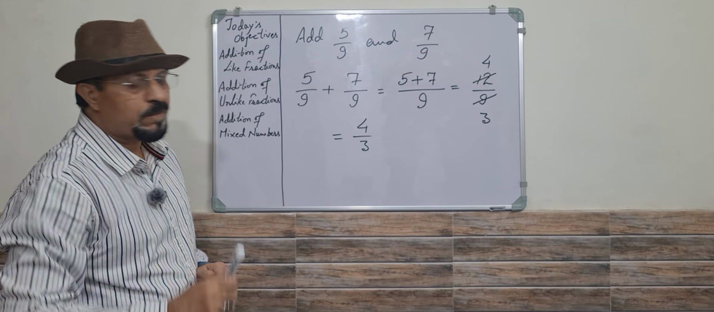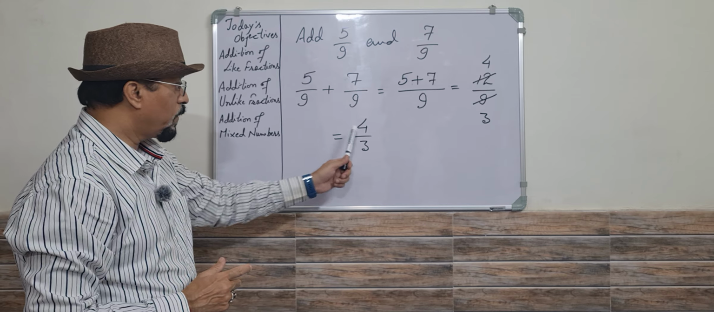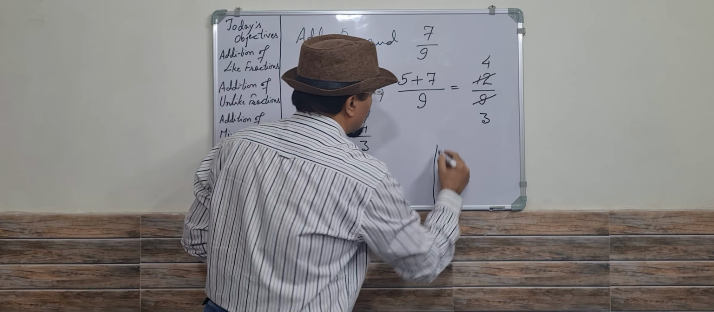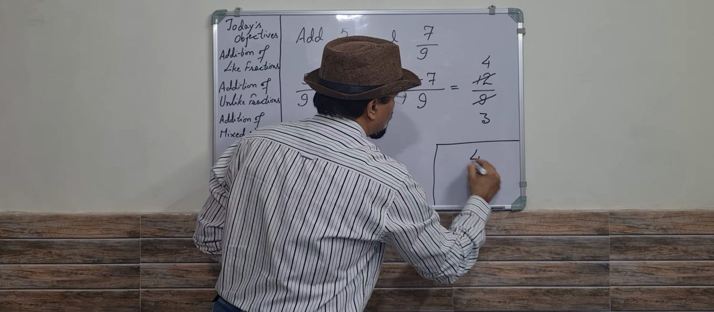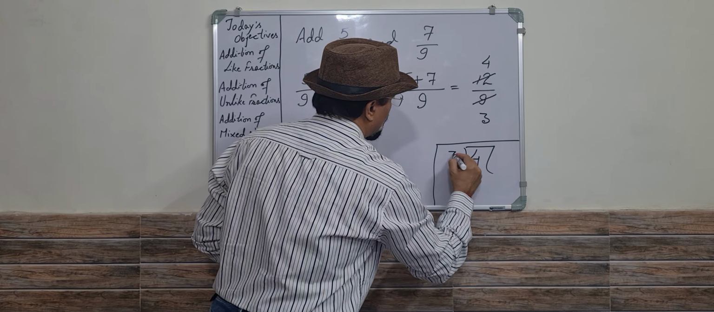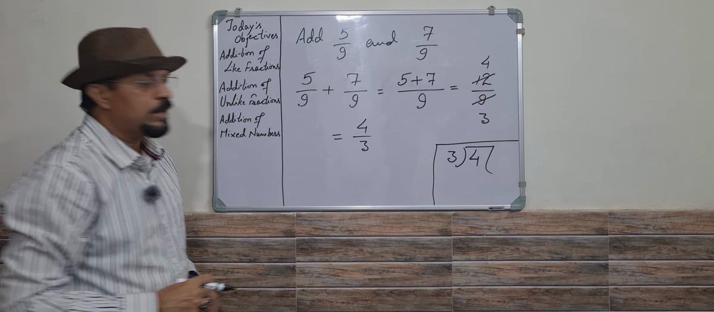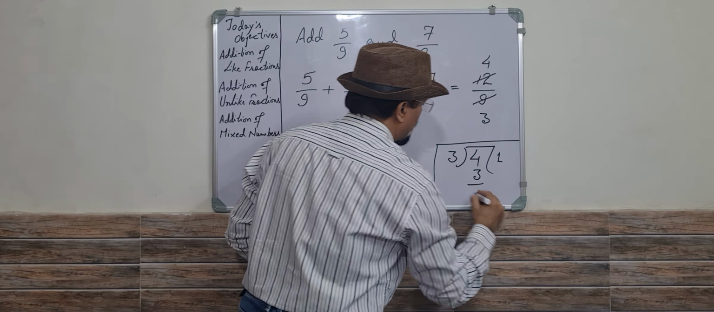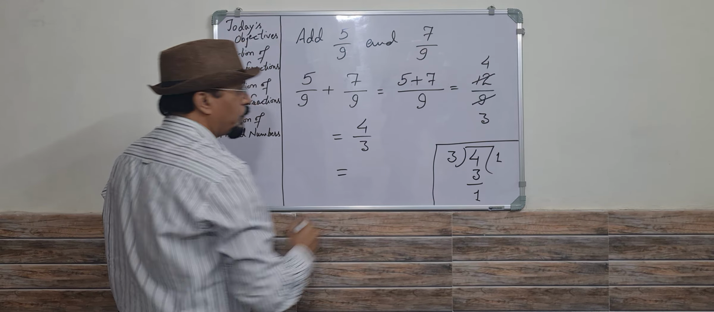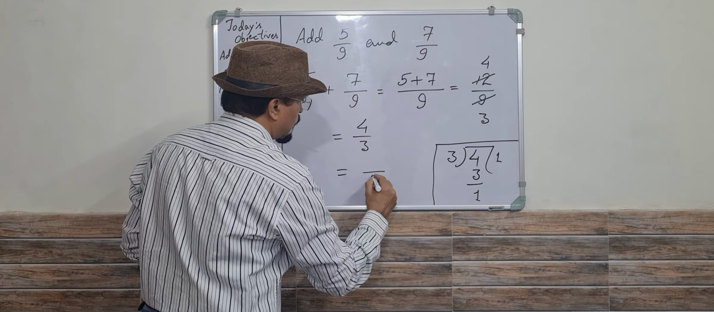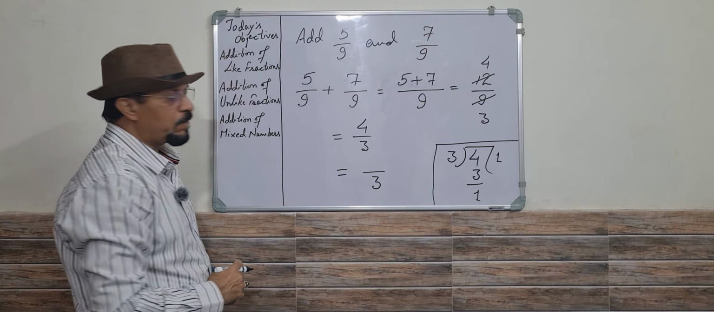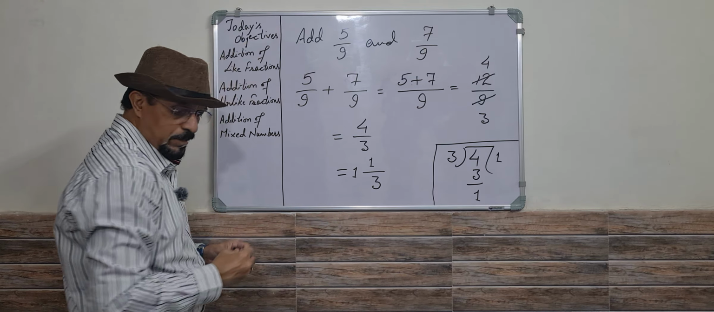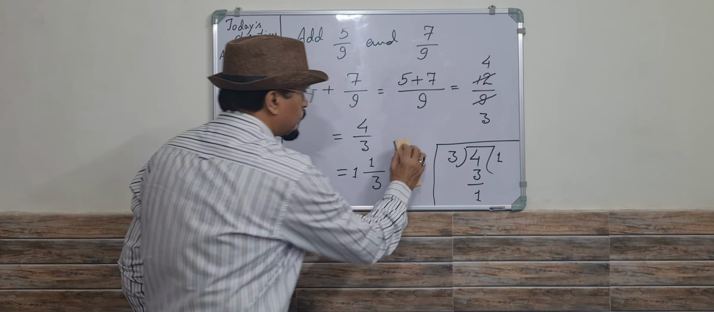And how do we convert into a mixed number? We always divide. I'll show you in the rough work. We divide the numerator by the denominator like this. 3 1s 3, remainder is 1. And to convert it into a mixed number, we write the denominator, we write the quotient, we write the remainder, and this is the final answer.